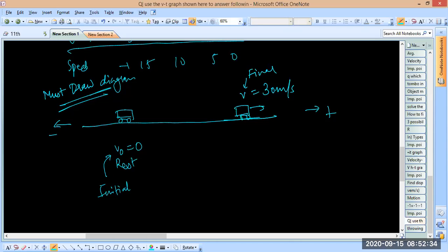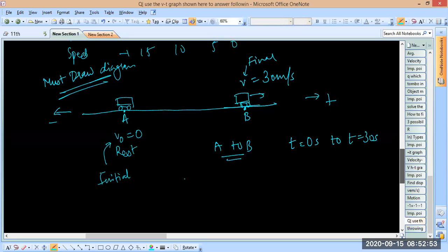Again, let's say this is point A, this is point B. So the vehicle has moved from A to B, and how much time has it taken? From t equal to 0 to t equal to 30 seconds. Now we have to find its acceleration. Listen to this, everyone. It is given in the question that acceleration is constant.